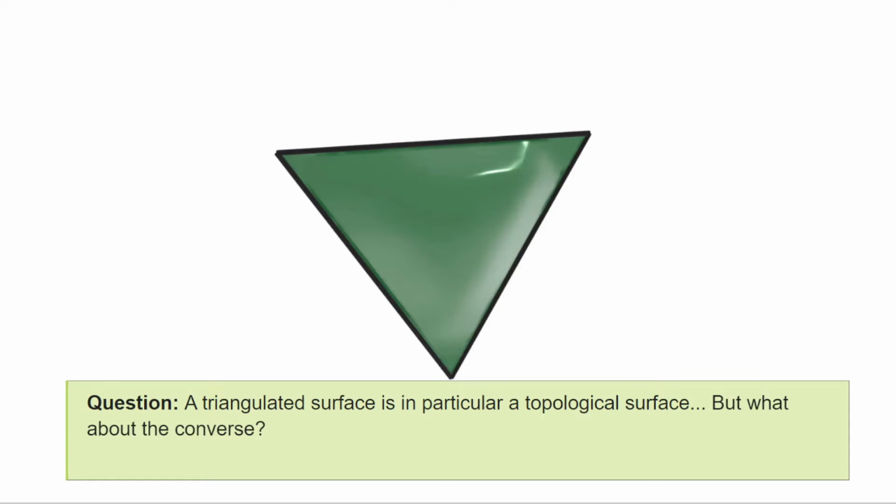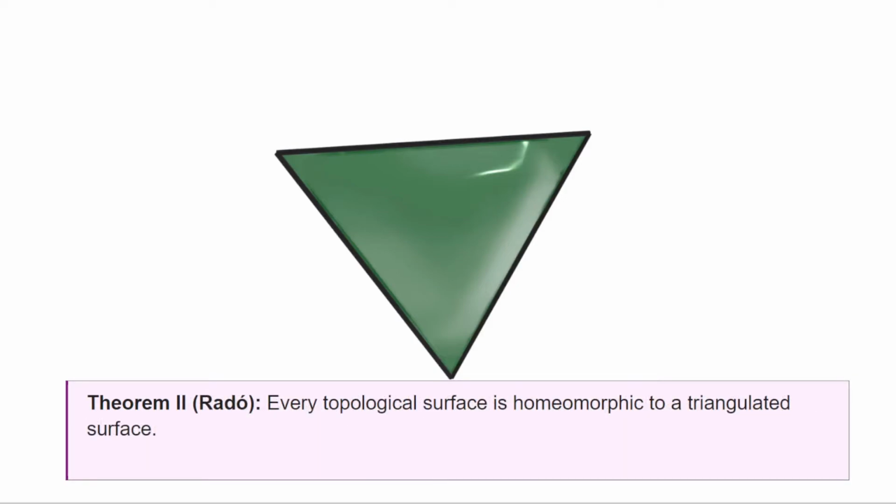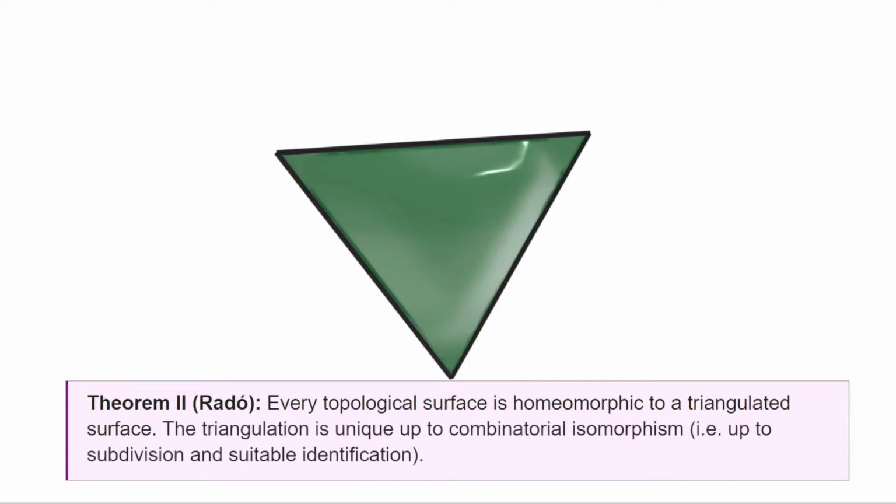The answers to these questions are given by Rado's theorem, which states that indeed every topological surface has a smooth structure, and this smooth structure is unique up to diffeomorphism. And similarly, every topological surface can be triangulated, and this triangulation is unique up to combinatorial isomorphism. This means that any two triangulations of the same surface can be subdivided a bunch of times, and after subdivision they will become equivalent up to identifications.